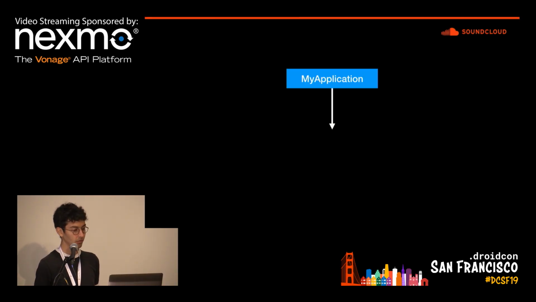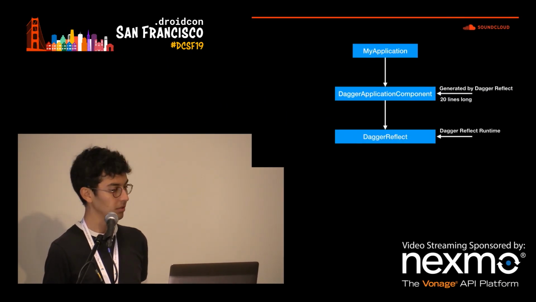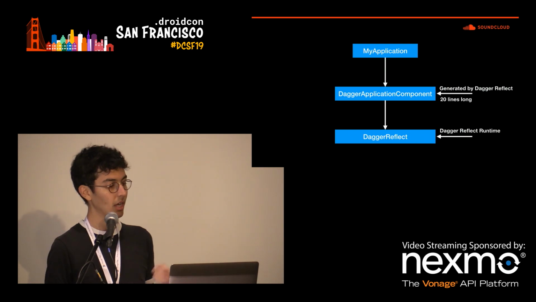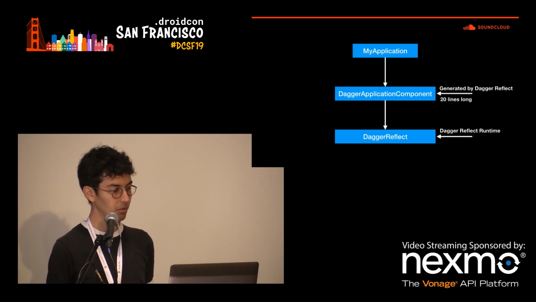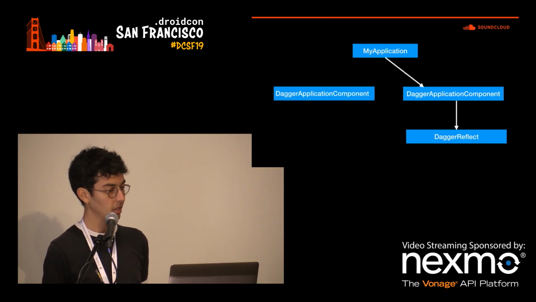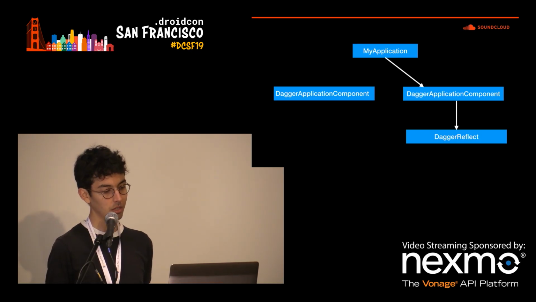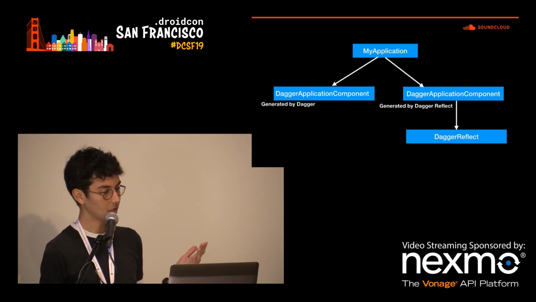But so what does Dagger Reflect do? It takes that huge 10,000 line thing and swaps it for something that's about 20 lines long, at least in our case. And that calls into the Dagger Reflect runtime. So you can basically do a little switching back and forth here. You're using the same interface, the Dagger application component, but one calls into the code generated by Dagger Reflect, and the other one calls into the generated code by Dagger.